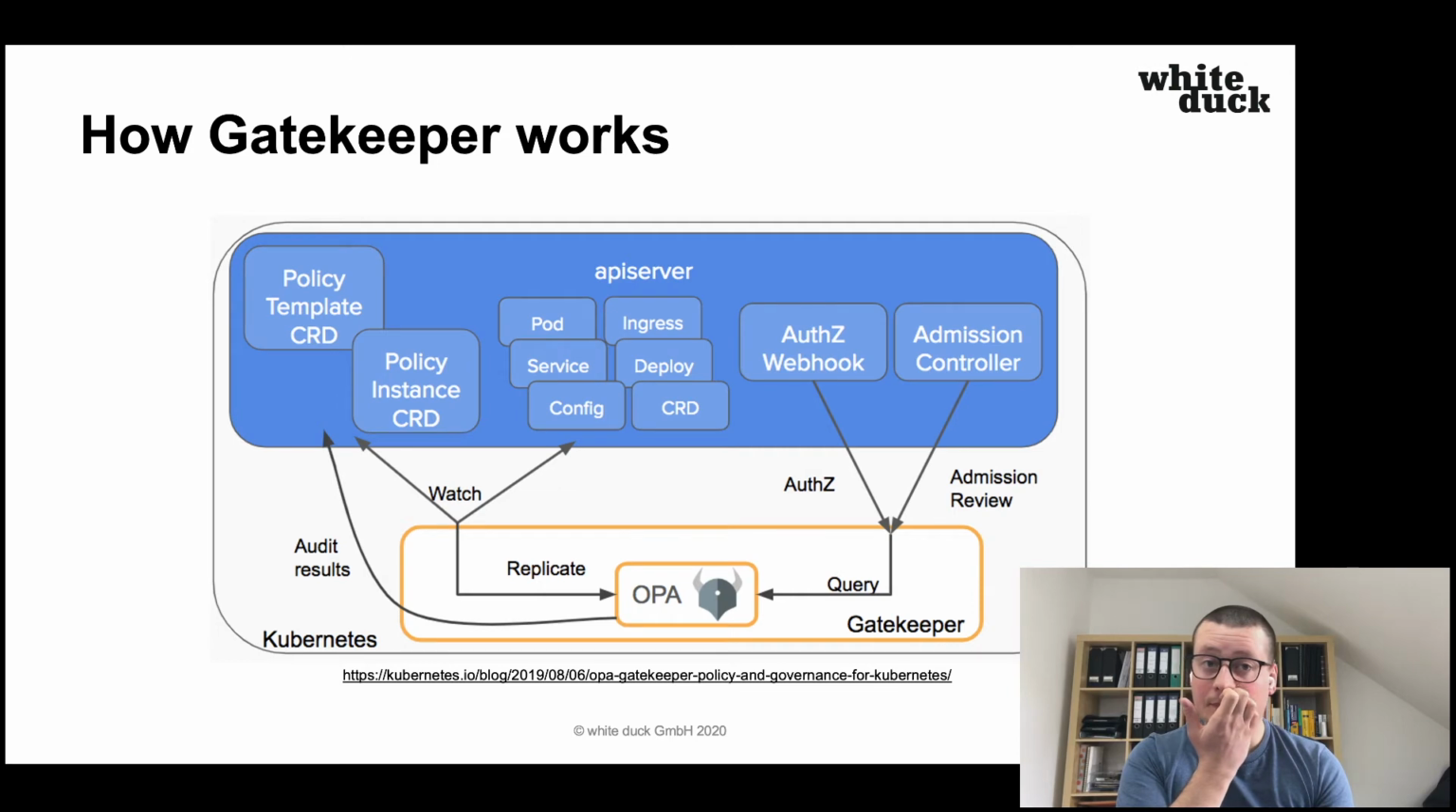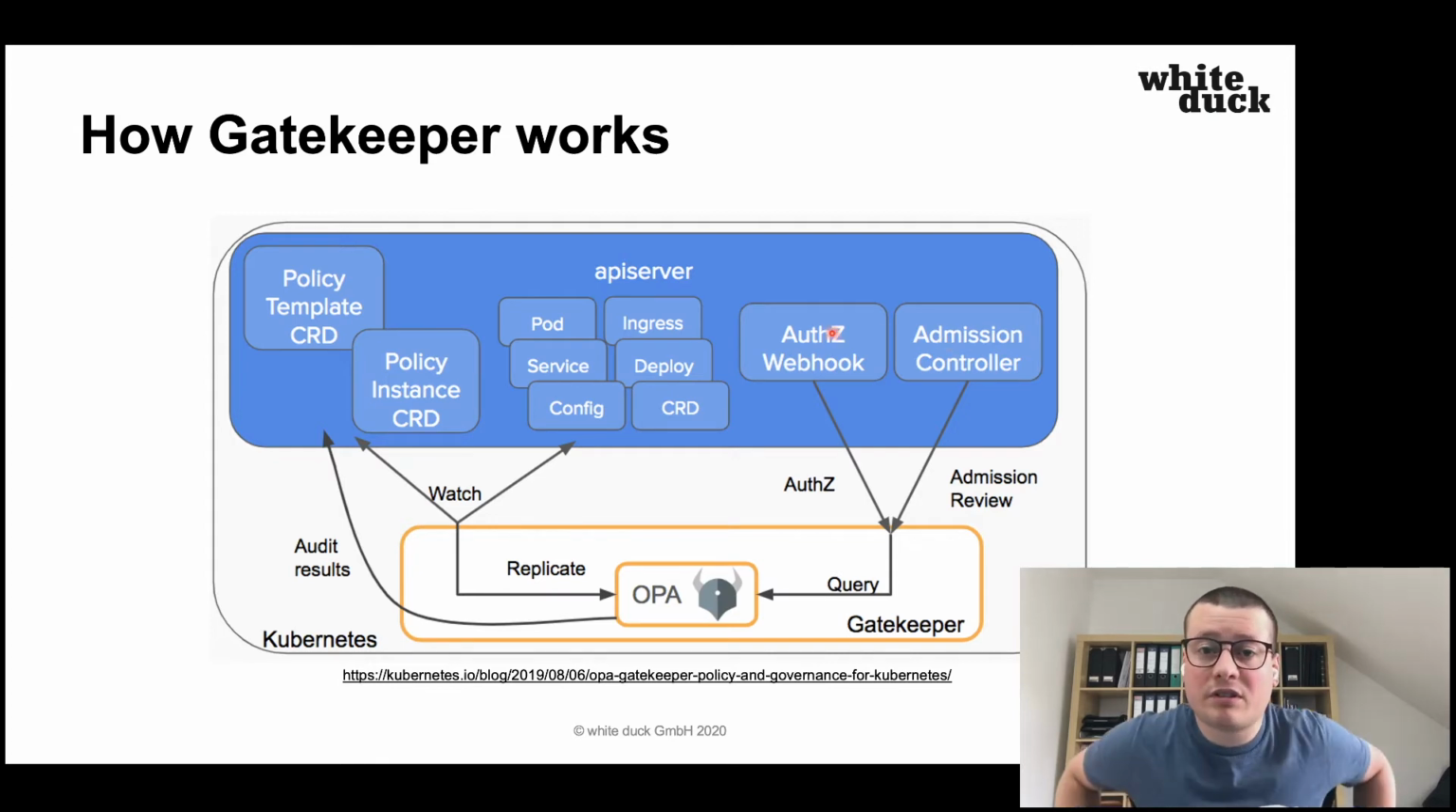So yeah, how does it work? I already mentioned we have the Gatekeeper daemon running in our Kubernetes cluster in a container. And then we have our admission controller and our webhook, which are then queried against our OPA daemon to make sure that the policy is met, if a request needs to be denied, and so on. And we have our custom resource definitions, which we can use to configure OPA and to also define our policies and our policy templates, which then get injected into our OPA runtime.